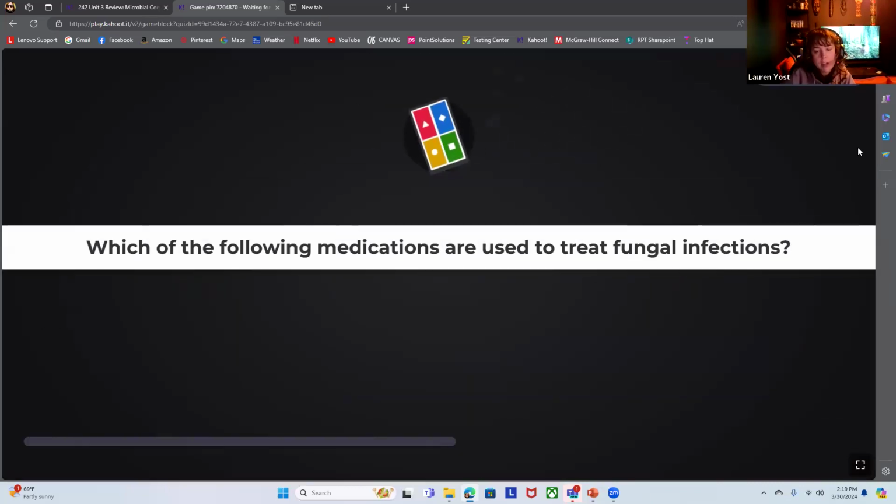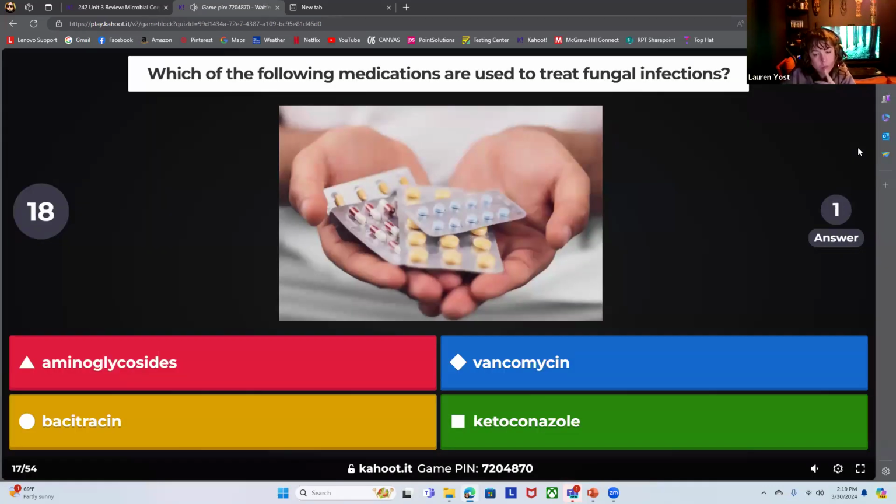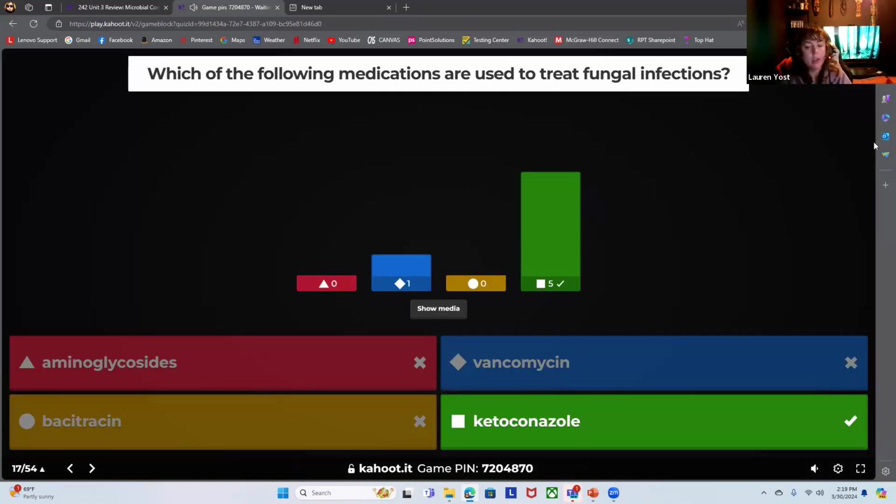Which of the following medications are used to treat fungal infections? Okay, so ketoconazole. For the fungal infections, the easy way to remember them is the azole at the end. It's either going to end in azole or it's going to be amphotericin B. Like that's your choices, pretty much.